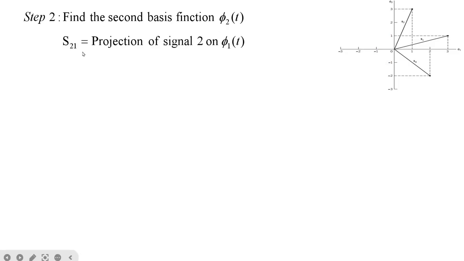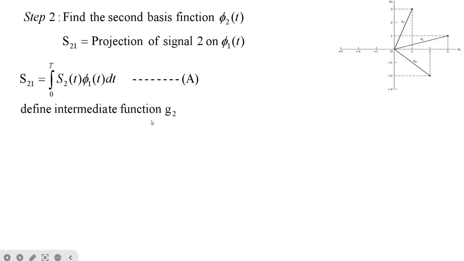So here S21 is nothing but the projection of signal 2 on phi 1 of t. So this is the signal S2, and its projection on phi 1 is this point here. So S21 is the projection of signal 2 on phi 1 of t. Next, S21 is the integration from 0 to capital T of S2 of t phi 1 of t dt. This is the equation for S21.